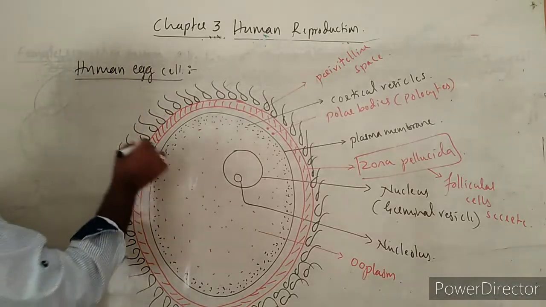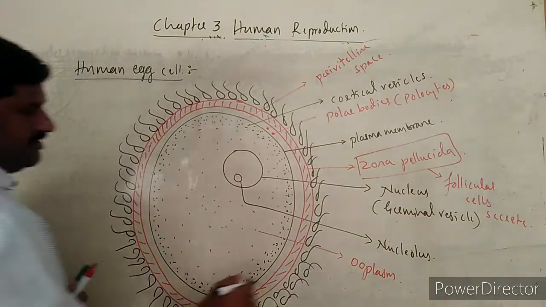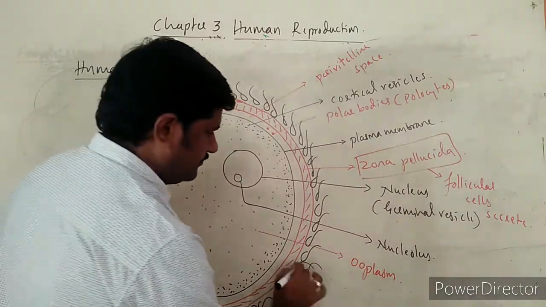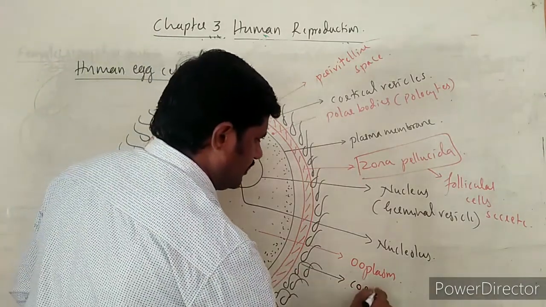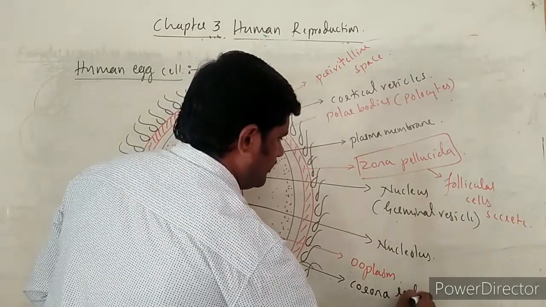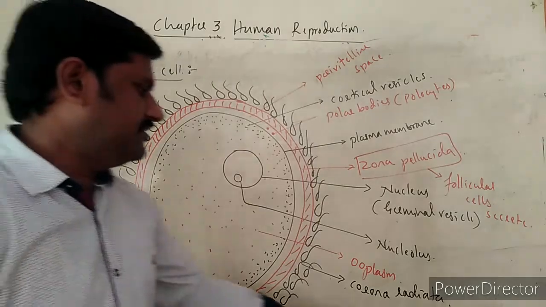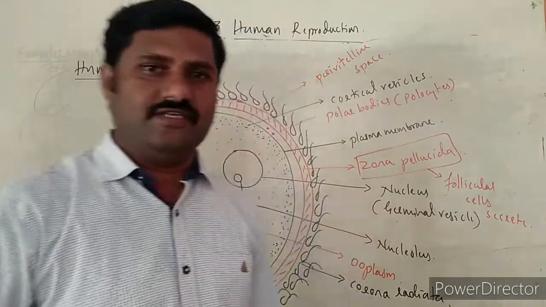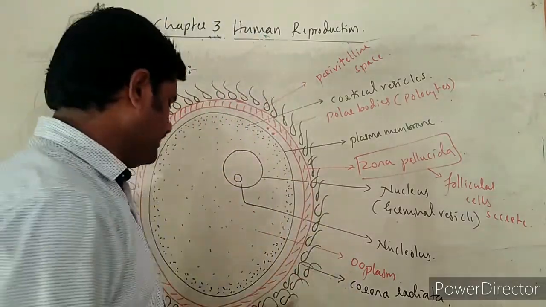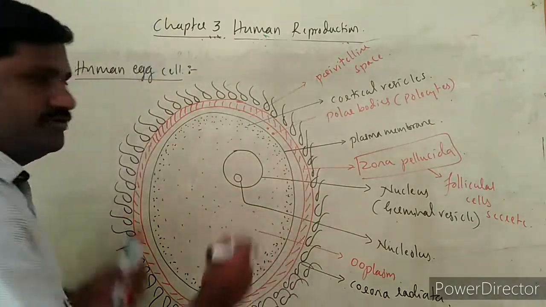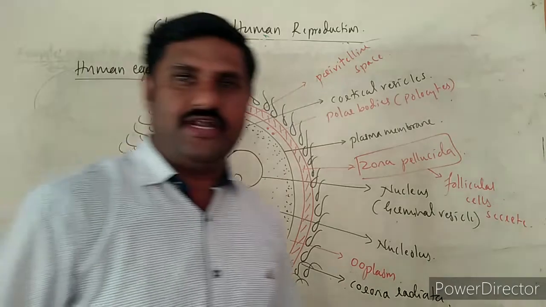Which is made up of radiated cells. This is called the corona radiata. And these cells, of course, the granulosa cells, are the follicular cells that have made this layer also. This is how the human egg cell is, right?